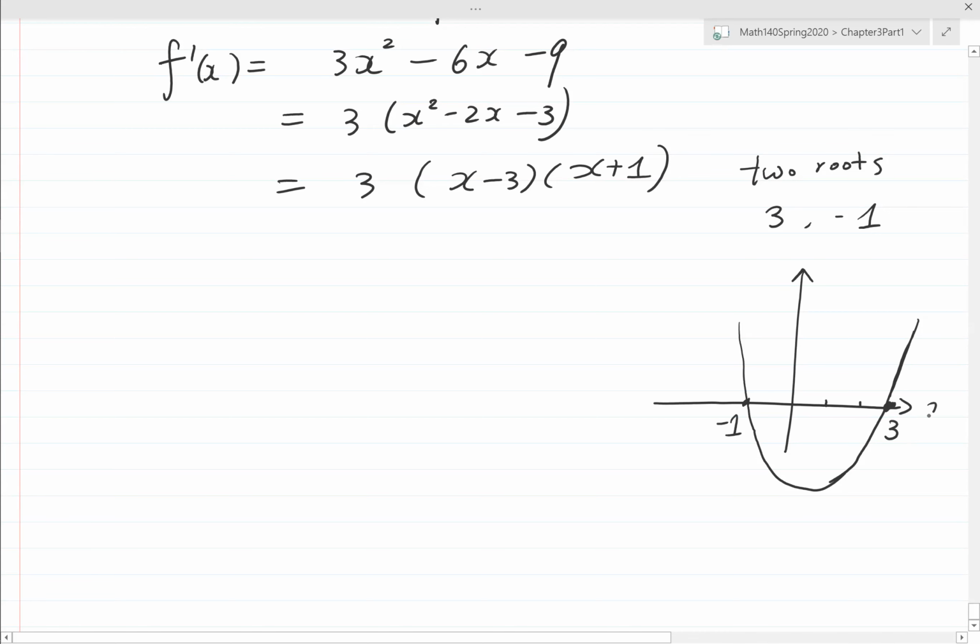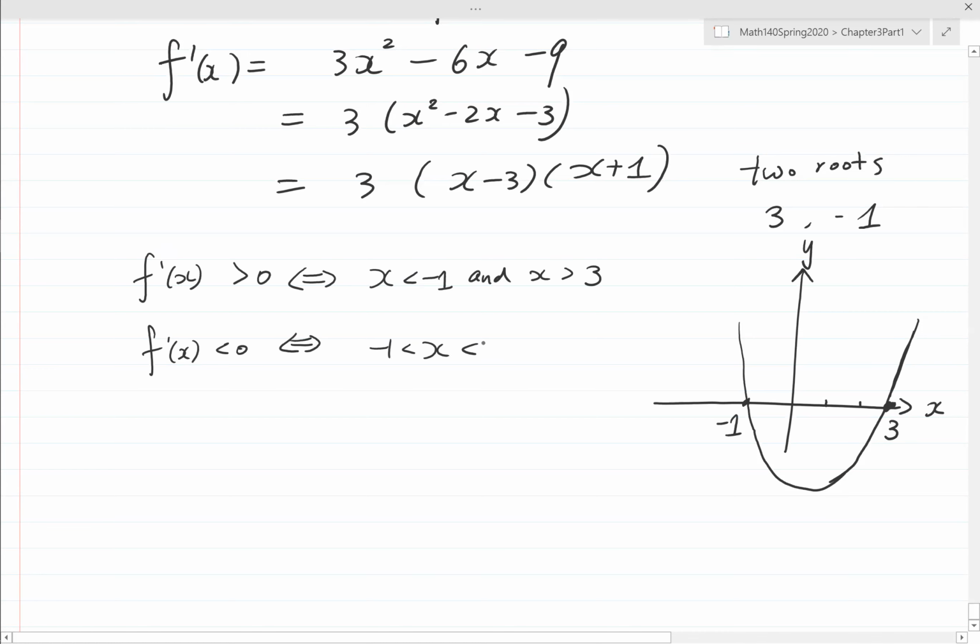So you check the x and y values. You see f'(x) is positive, equivalent to x less than negative 1 and x greater than 3. f'(x) is negative, which is equivalent to x from negative 1 to 3.